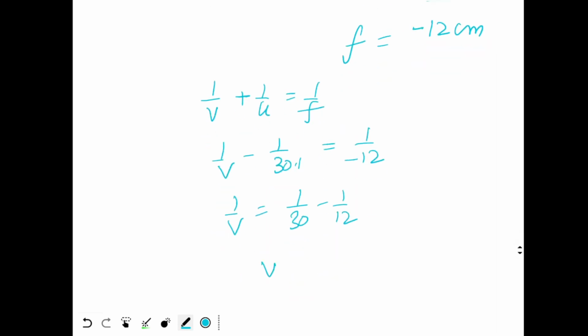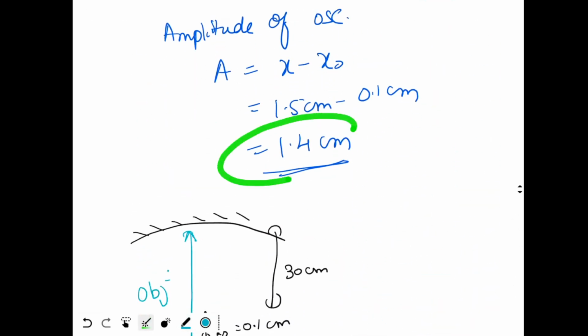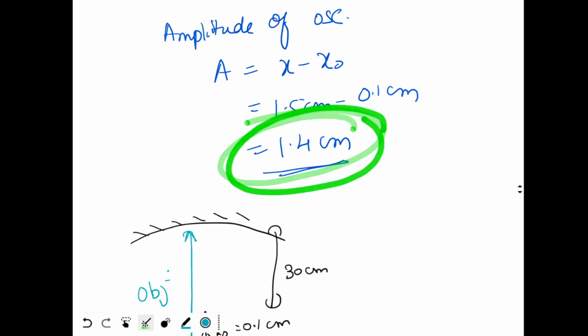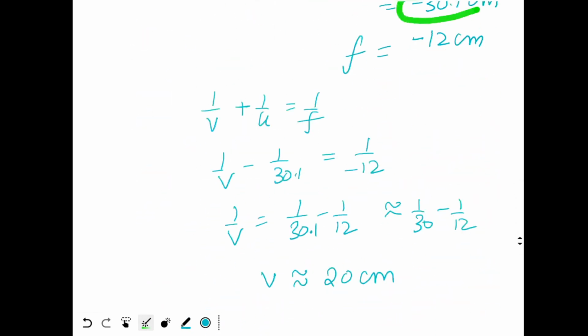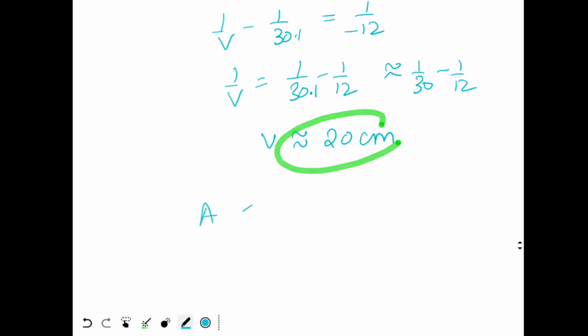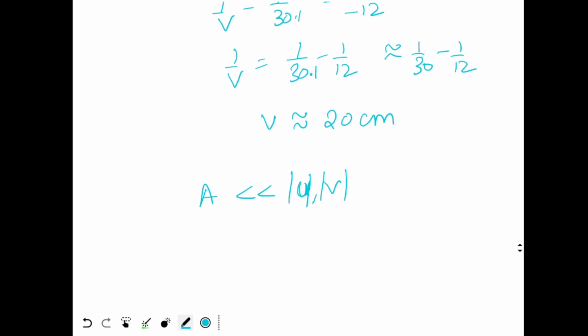So when you solve this, you will get v to be approximately equal to, first of all, this is 30.1 centimeter, but I'll take it roughly to be 30. Okay, 1 by 30 minus 1 by 12. And when you solve this, you will get v to be equal to 20 centimeter. Okay, now amplitude of oscillation for the block is 1.4 centimeter, and this is very small compared to u and v. Amplitude is much smaller than mod u and mod v, so we could use the longitudinal magnification formula.